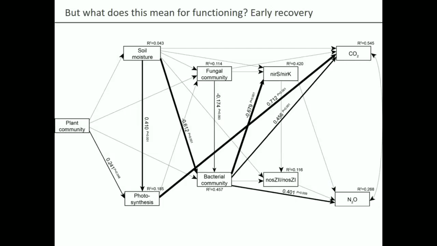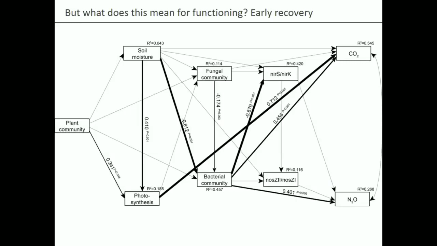So this is showing a structural equation model, again 1 week after ending the drought. What you can see here is that plant community affects photosynthesis. Photosynthesis very strongly affects CO2 production. Soil moisture still very strongly affects bacterial community composition. And interestingly, bacterial community composition affects CO2 production and nitrous oxide production very strongly. So this is 1 week after ending the drought.